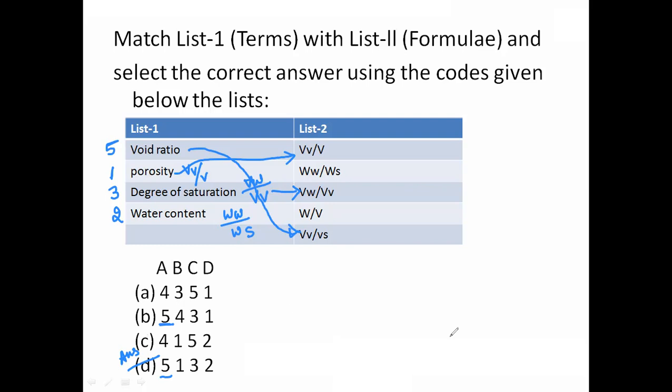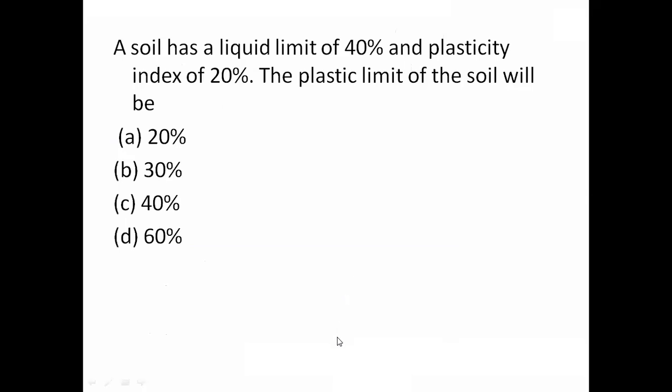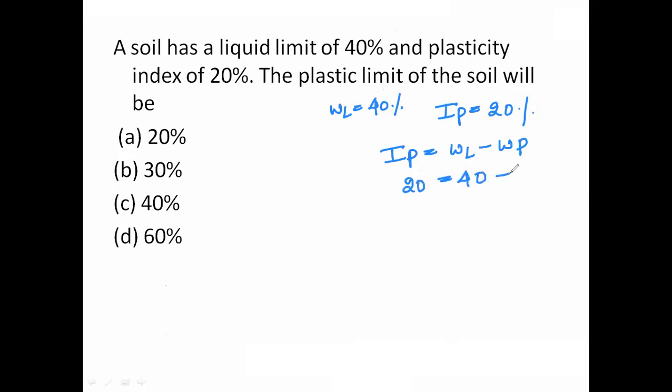Okay, so next question. A soil has a liquid limit of 40% and plasticity index IP value 20%. Then what is the plastic limit? Very simple. IP is nothing but WL minus WP. So here if it is 40 and 20, then what is WP? Simplify, you will get WP is simply 20%. So the plastic limit is 20%. Option A is the correct answer for this question.